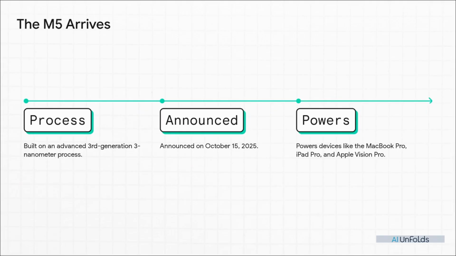Just to give you a little context, the M5 was announced back in late 2025. It's built on this ridiculously advanced third-generation 3-nanometer process, which is a huge part of its power and efficiency. And you're going to find this new engine inside the latest MacBook Pro, the iPad Pro, and of course, the Apple Vision Pro, which is where its capabilities are really put to the test.